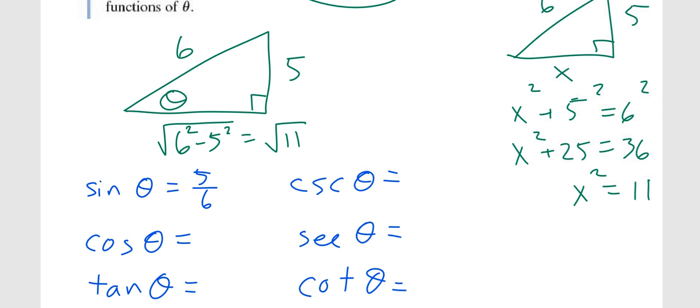All right, what do we get for cosine? Adjacent over hypotenuse. Radical 11 over 6. How about the old tangent? 5 over radical 11. Also known in certain countries as 5 radical 11 over 11. Sorry, I'm squeezing it in there.